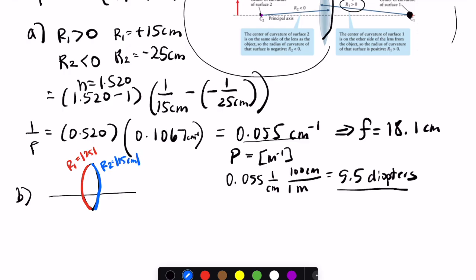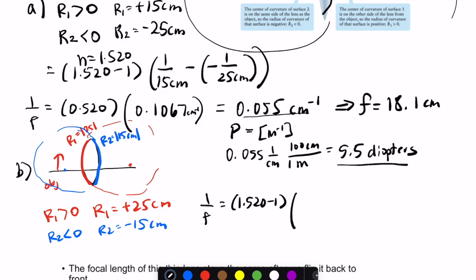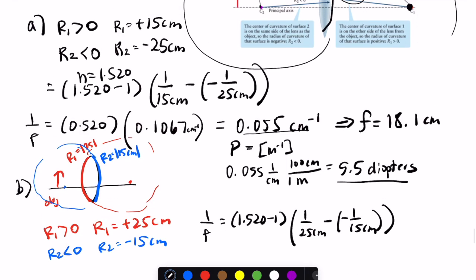Okay, so what sign is R1 going to be? We trace our little sphere and see that it's located on the opposite side than the object. So R1 is greater than 0, and R1 is then positive 25. And R2, we trace our little circle out, and here it's on the same side as the object, so R2 will be negative 15. So let's solve for our focal length again. So 1.520 minus 1, times 1 over R1 minus 1 over R2. So we're going to have 1 over 25 minus a negative 1 over 15, which is the same as this, isn't it? It's 1 over 15 plus 1 over 25. So we're going to get the exact same focal length, aren't we?